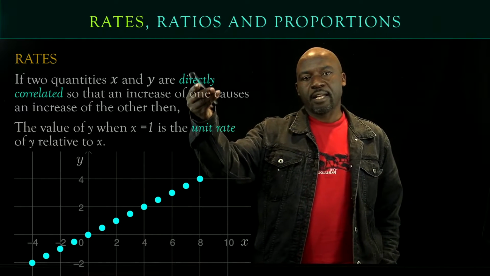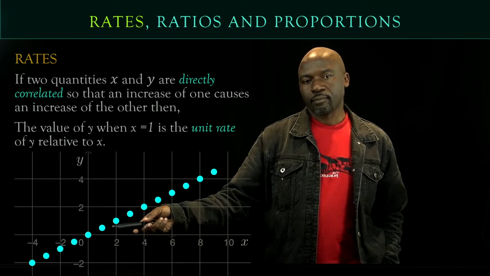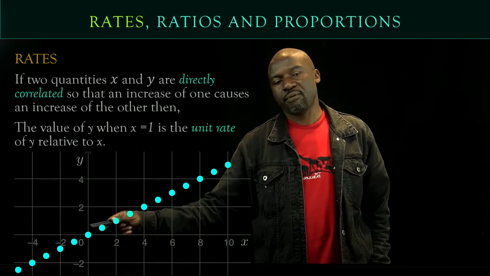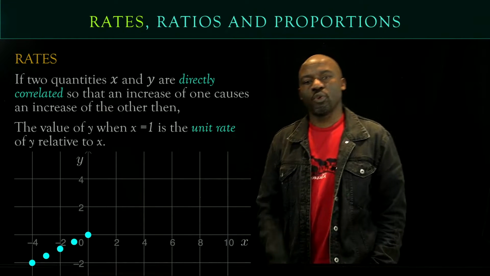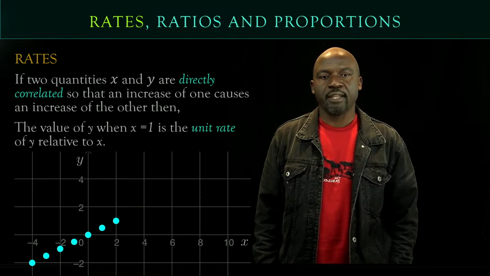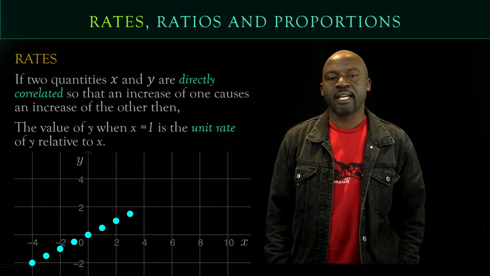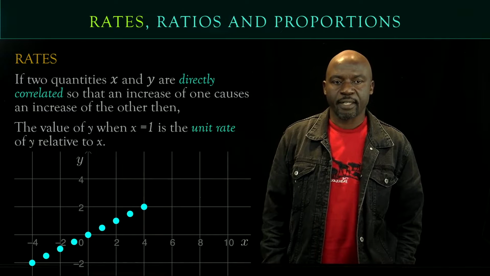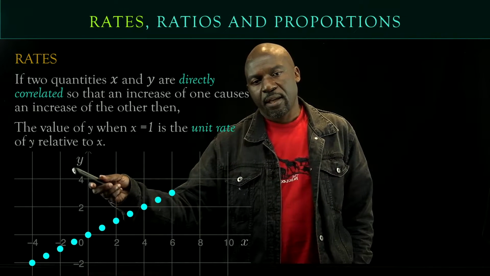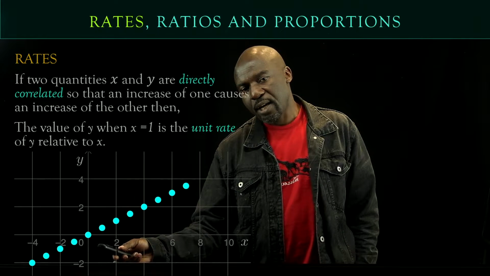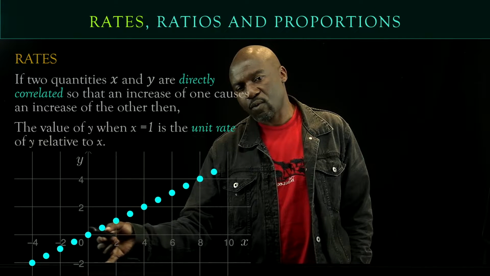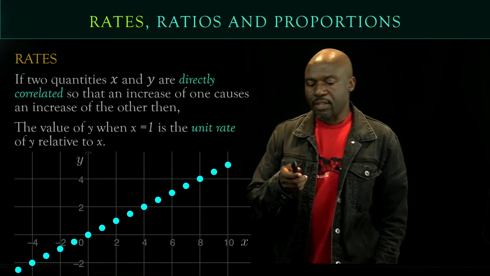When we say directly correlated, we mean that as x increases, y also increases, so that if we were to draw a graph between them, it would be a straight line graph that passes through the origin. We say the two are directly related, that y is directly related to x. So the value of y when the value of x is 1, what's the value of y when x is 1? That would be the unit rate.